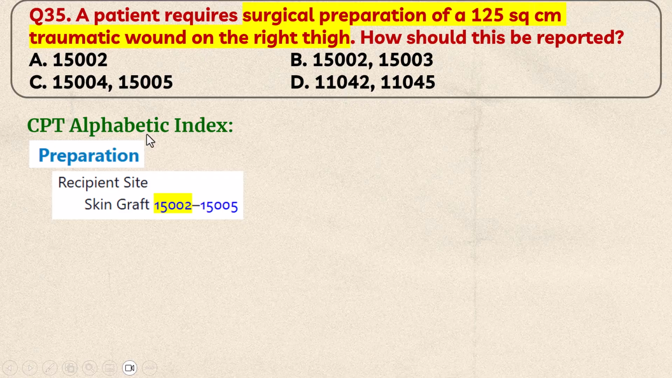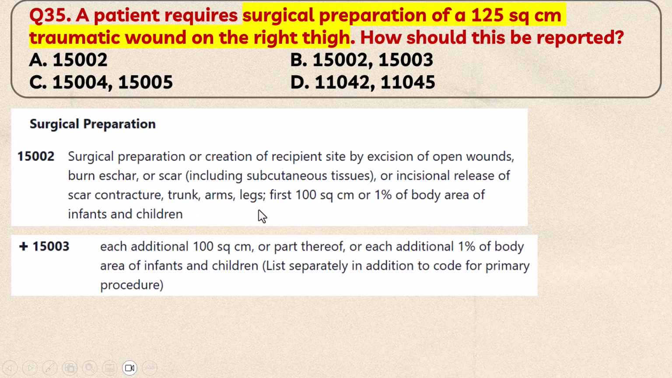So in the CPT alphabetic index, you have to search for the main index term preparation, because here is the surgical preparation. Then go for the subterm skin graft. It will lead you to the following codes, 15,002 to 005. So let's go to the codes and check.